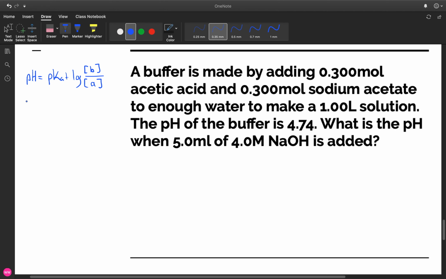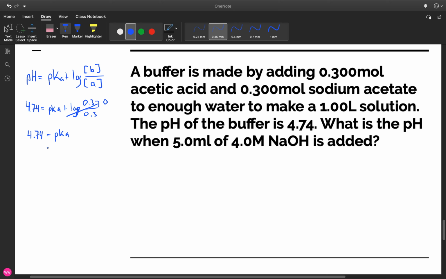So the pH of the buffer prior to adding any base was 4.74, which equals pKa plus the log of, it looks like it's going to be 0.3 molar over 0.3 molar. I'll go ahead and write that out, but hopefully you see that this is going to be 1. And the log of 1 is going to be 0. So right now we have the fact that 4.74 is equal to the pKa.